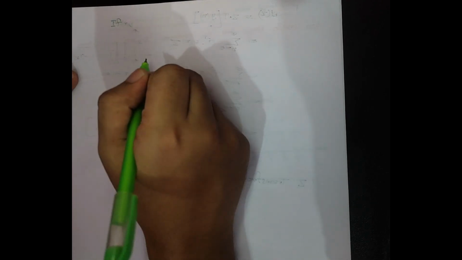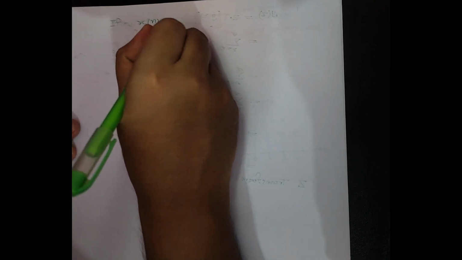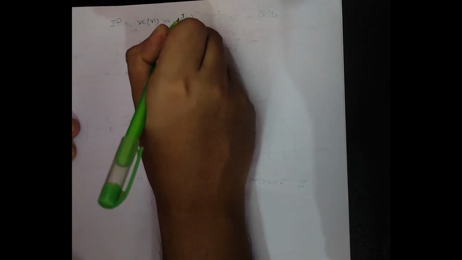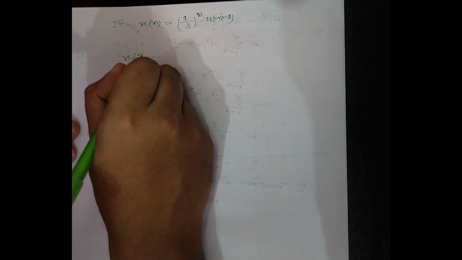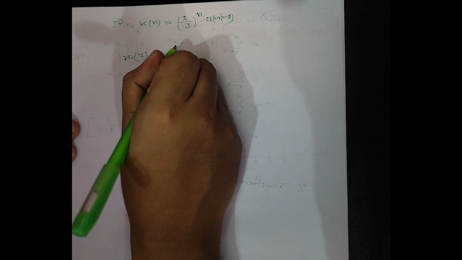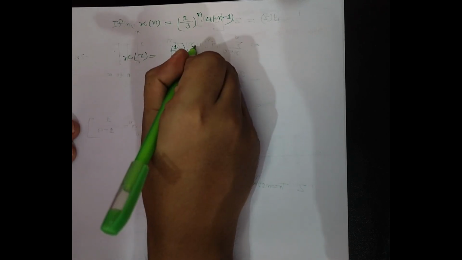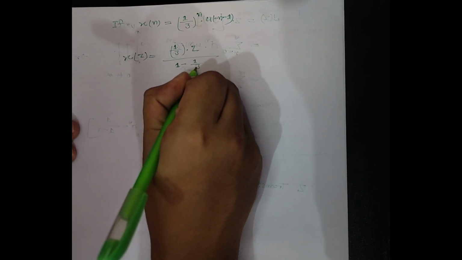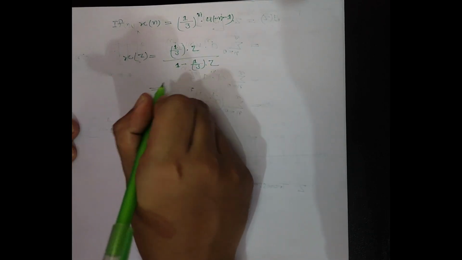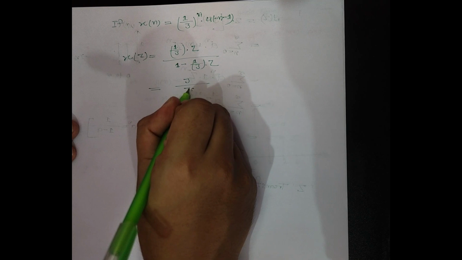For the problematic example, if x[n] equal to 1 by 3 to the power n u of minus n minus 1, X(z) equal to 1 by 3 z divided by 1 minus 1 by 3 into z. That means 3 minus z.